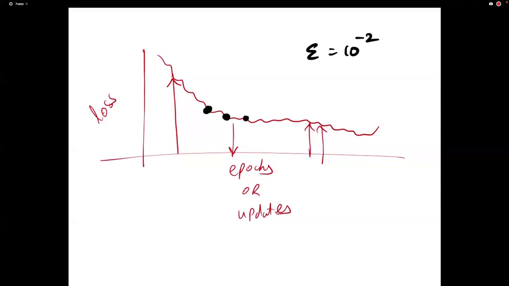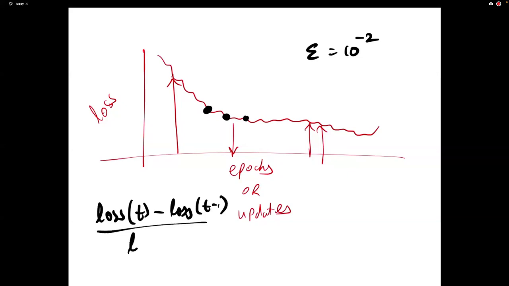My question is that you said some library uses the data to be like 10 to the minus. Not the data, it's the loss. Yes. The change in loss function is like the loss at epoch T minus the loss at epoch T minus 1, divided by the loss at T minus 1. Let's take the absolute value of this. If this is less than epsilon, then you say that learning is done.